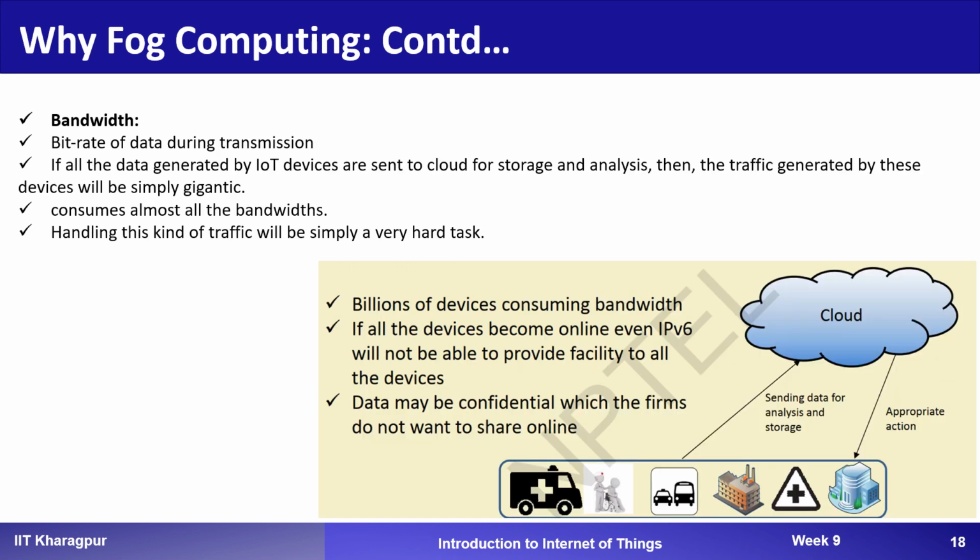Next one is your bandwidth. As your end devices are producing a large amount of data, in order to transmit that large amount of data over large distances, the requirement of bandwidth is also large, right? So in order to reduce the requirement of bandwidth, there is a need to propose an intermediate layer between your end devices and your fog and your cloud.